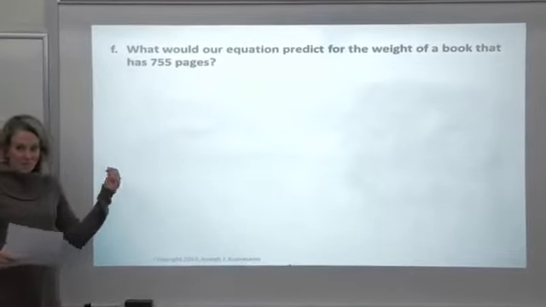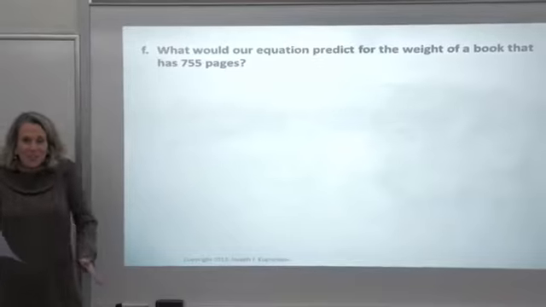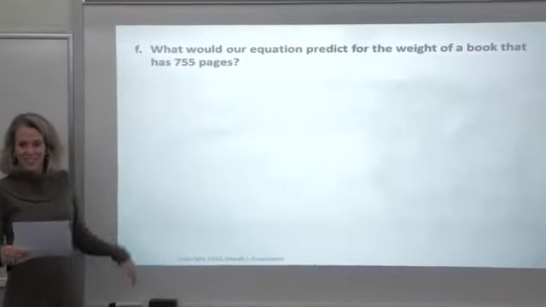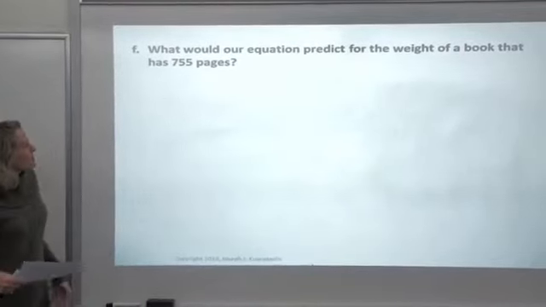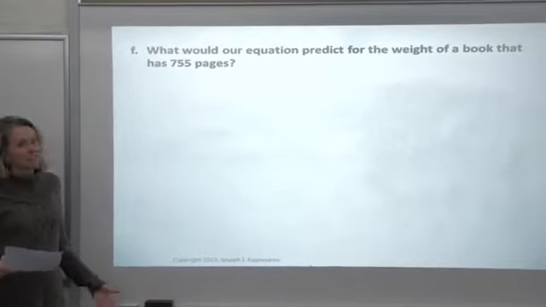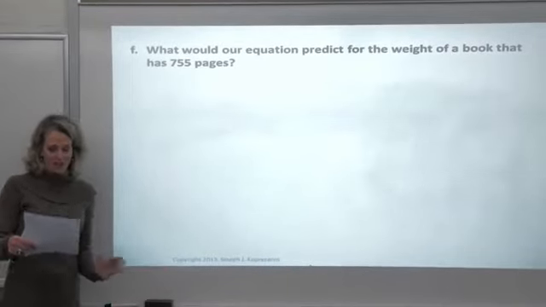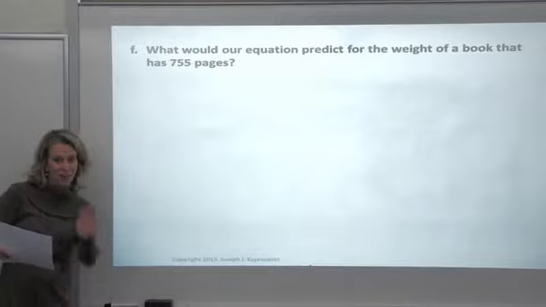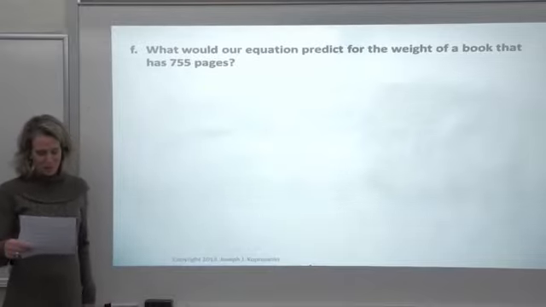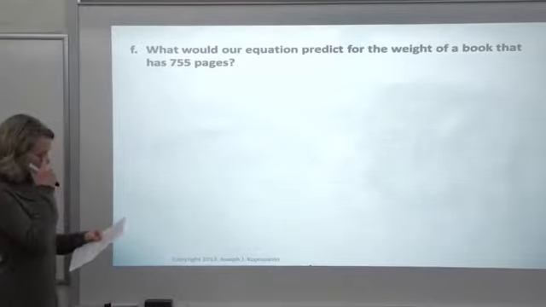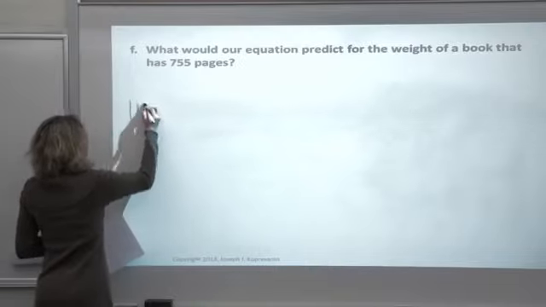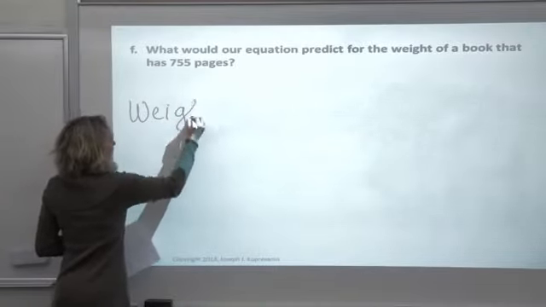All right, luckily this one was back closer to where we were more comfortable. Otherwise, we'd have to change this. What would our equation predict for the weight of a book that had 755 pages? That was right around, I think, where we drew the line where we were feeling comfortable. So if you go back and look at your regression equation, you've got that on page 125.